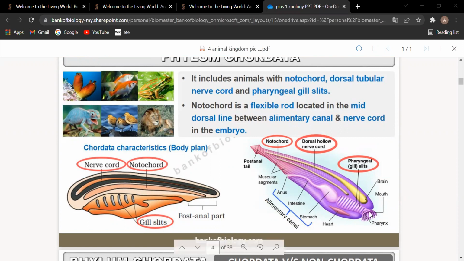Here is the mouth. Here you can see heart, stomach, intestine, anus. Here you can see this long structure, which is called the notochord, and here the hollow nerve cord. The speciality of chordates is that notochord and nerve cord are present. Pharyngeal gill slits are not present in us, but it's also one of the features of chordates. Okay, got it?